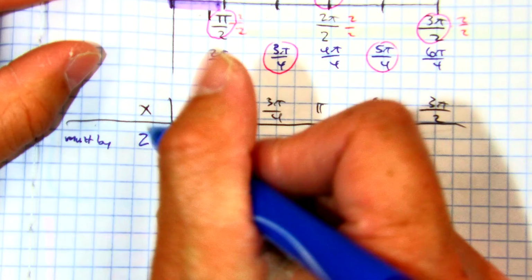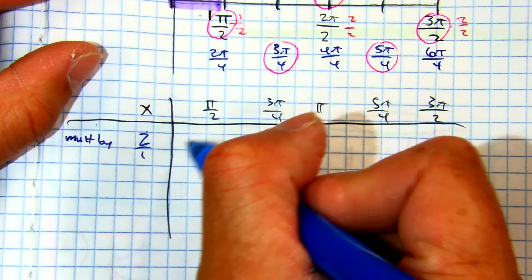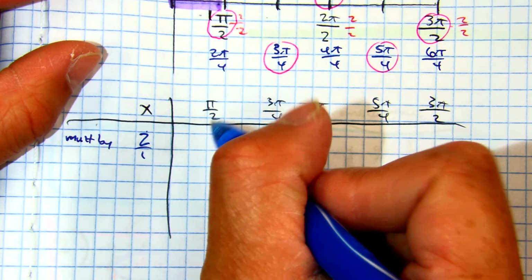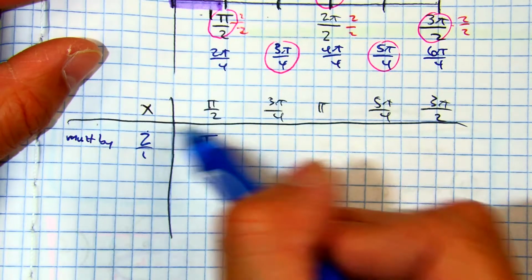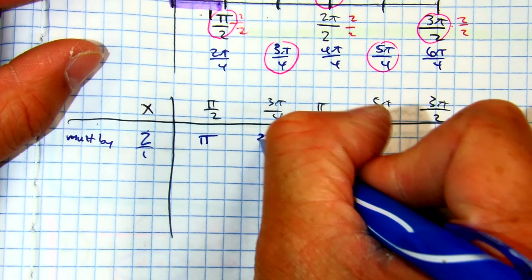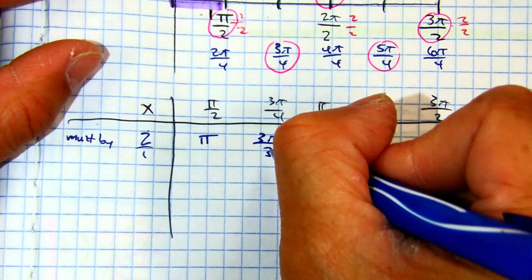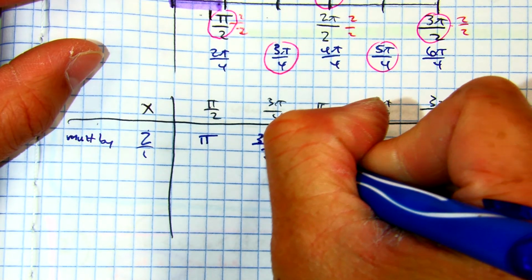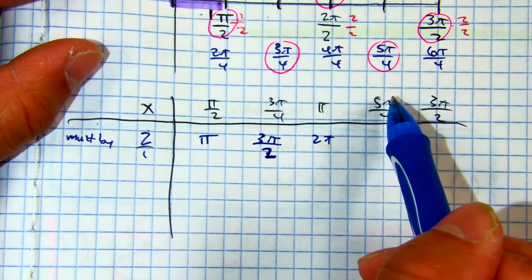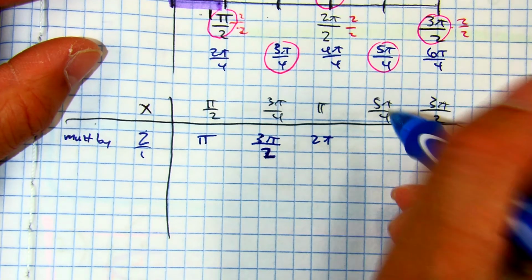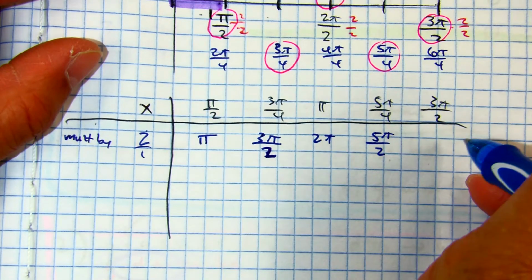So you make this a fraction. 2 times pi is 2 pi. 1 times 2 is 2. So 2 pi over 2 is just pi. This becomes 6 pi over 4 or 3 pi over 2. That becomes 2 pi. That's a 2. 2 times pi is 2 pi. This is 10 pi over 4 or 5 pi over 2. And this will become 6 pi over 2 or 3 pi.